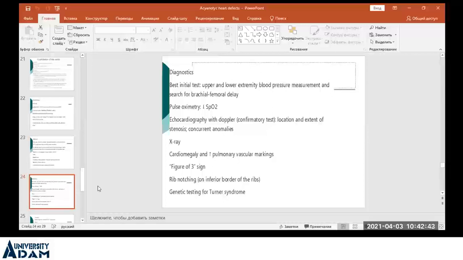Diagnostics: best initial test is upper and lower extremity blood pressure measurement and search for brachial femoral delay. Pulse oximetry shows decreased blood saturation. Echocardiography with Doppler is confirmatory, showing location and extent of stenosis and concurrent anomalies. On X-ray, you can see cardiomegaly and increased pulmonary vascular markings.